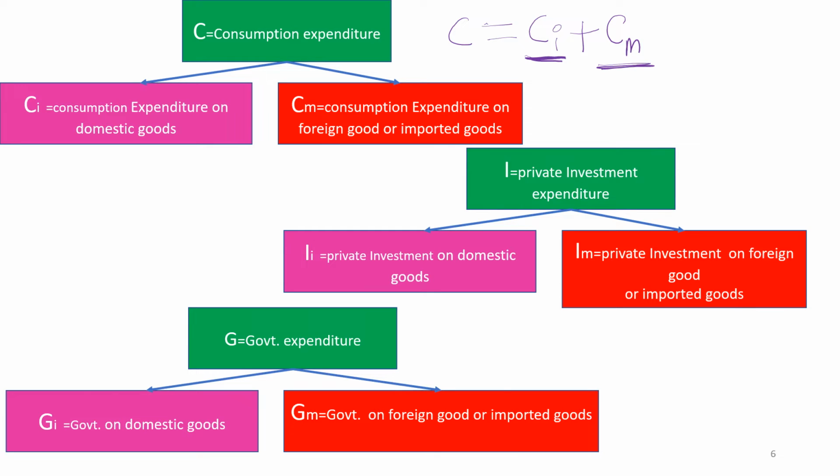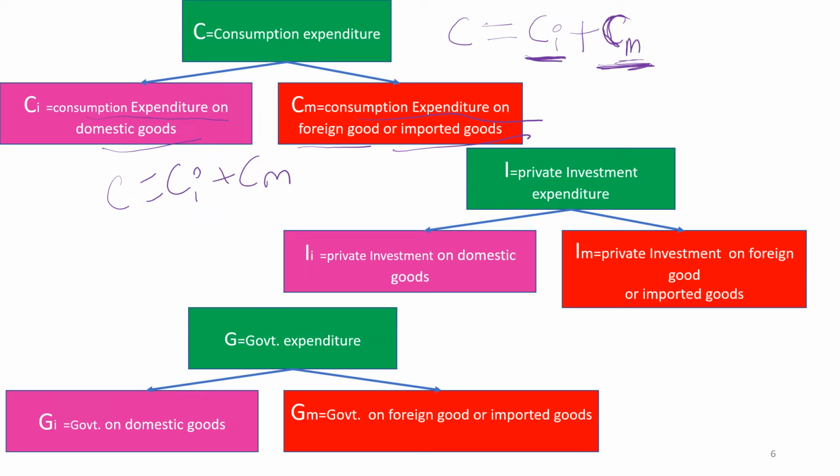Then if you identify all those goods which are manufactured outside the country, we can consider that as consumption expenditure on imported goods. You can see consumption is equal to CI plus CM. What is that? CI stands for consumption expenditure on domestic goods. CM stands for consumption expenditure on foreign goods or imported goods.